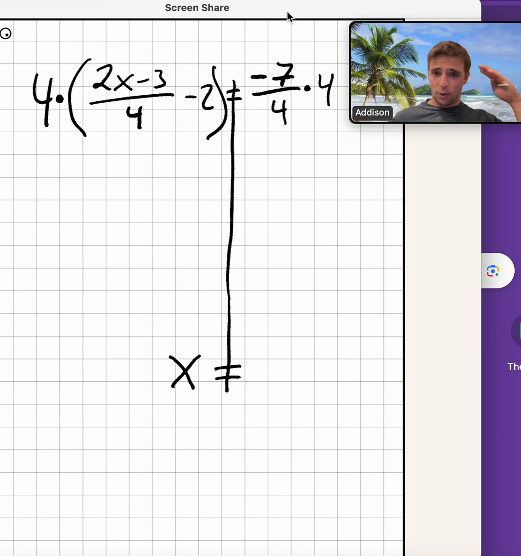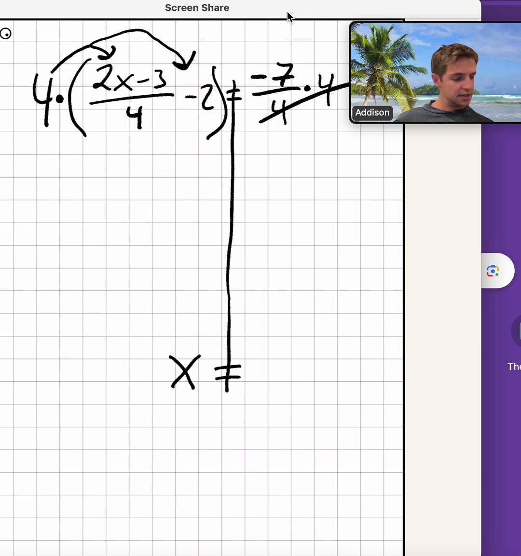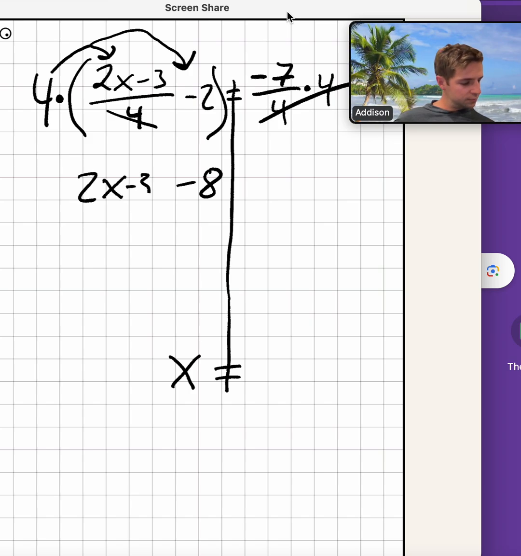Now the reason that I want to do that is that it's going to eliminate all the fractions in one move. So for example, when we divide a number by 4 and then multiply that same number by 4, those are opposite operations that are going to end up canceling out. Likewise, when I distribute this 4 into my parentheses and I multiply 2x minus 3 divided by 4, again, the 4's will cancel out. When I multiply 4 by negative 2, there is no divided by 4 to cancel out, so that'll end up getting negative 8. But that's okay because it's not a fraction. So what I'll have is 2x minus 3 minus 8 is equal to negative 7.